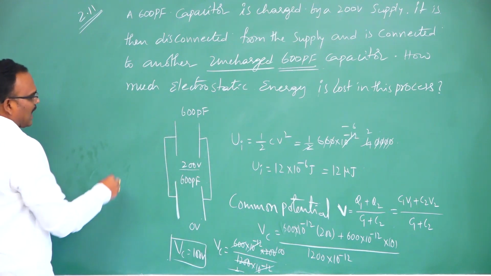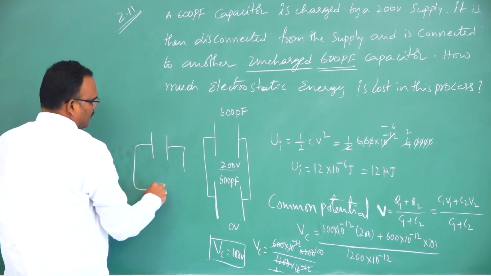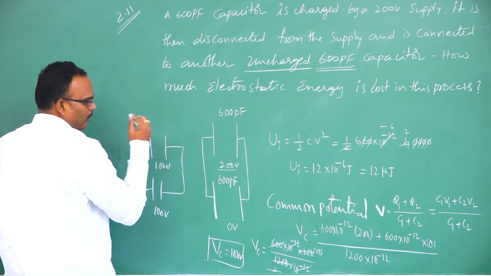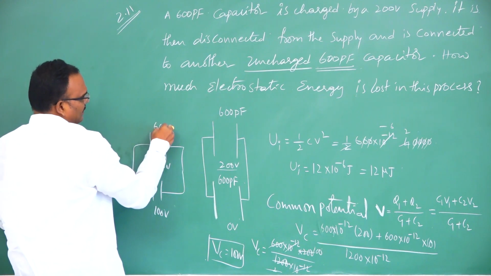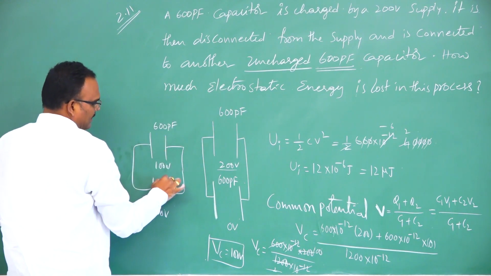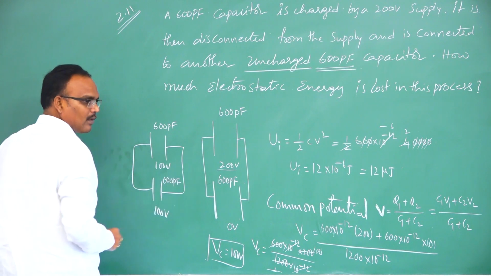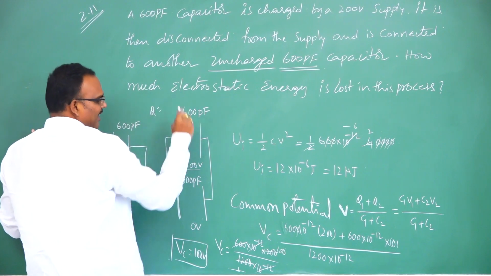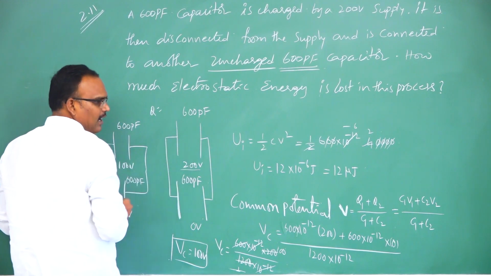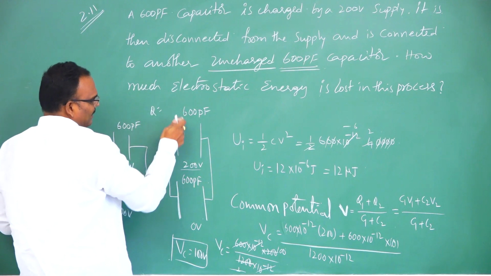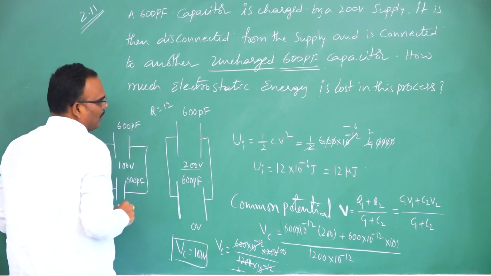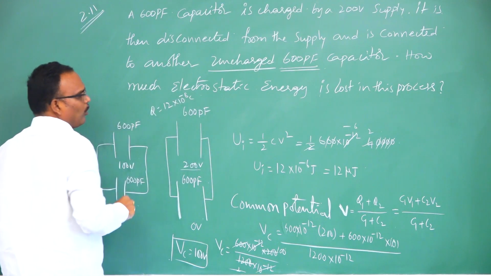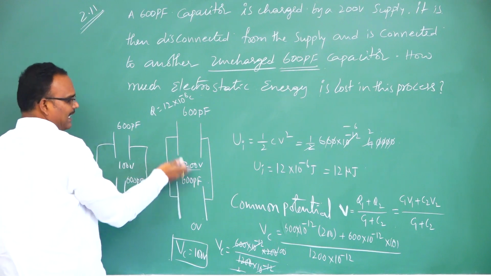That means after some time, these two capacitors will acquire 100 volt potential difference. This is 600 picofarad. This is also 600 picofarad. If you want to calculate charge on this capacitor, Q is equal to CV. C and V, if you multiply, you will get the answer, 12 into 10 to the power of minus 8 coulomb. This is the charge on this plate before connecting to this capacitor.